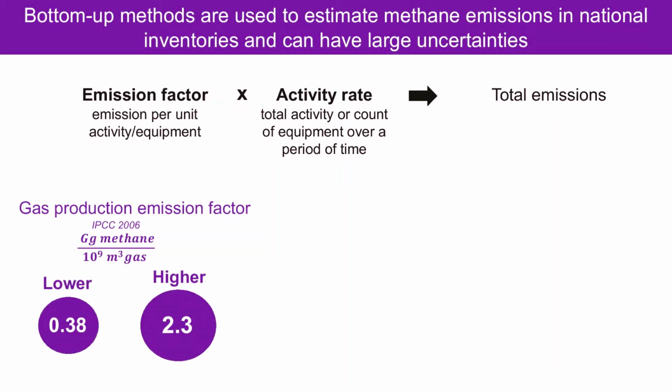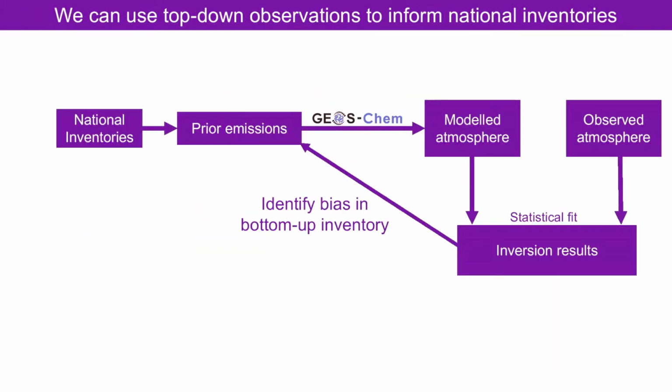So countries just have to pick within this bound what they think is best. And so our concern is that, well, this could introduce large biases and uncertainties into our estimate. So how can we use observational data to inform these estimates as an additional constraint?